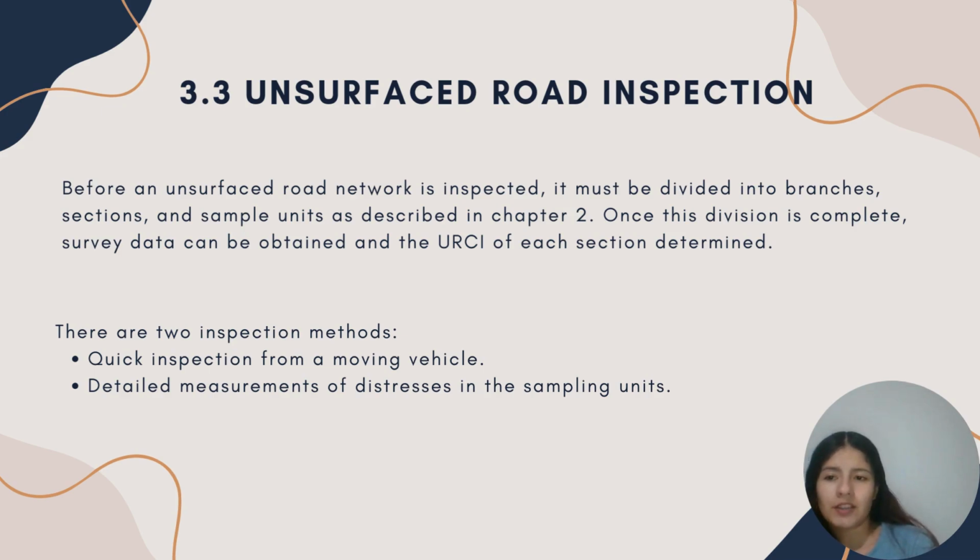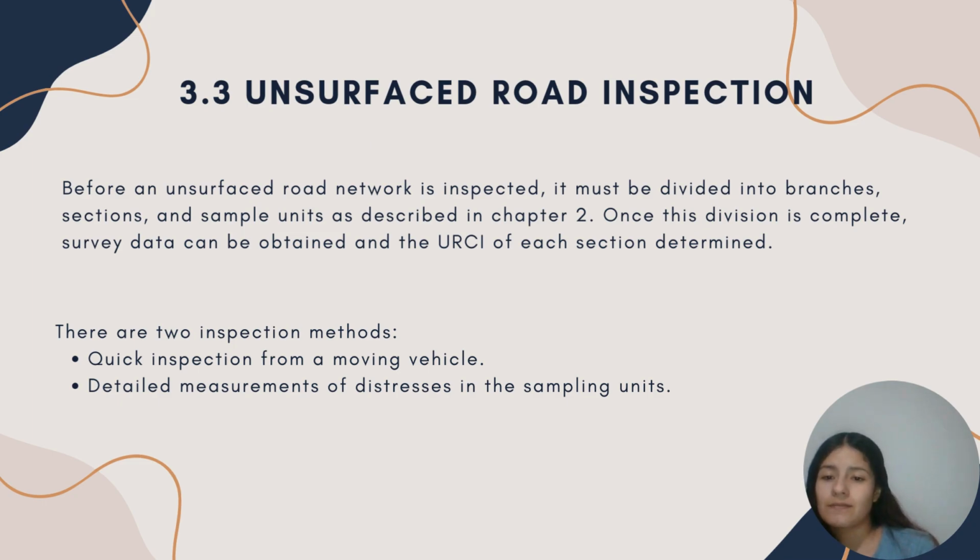Unsurfaced road inspection. Before an unsurfaced road network is inspected, it must be divided into branches, sections, and sample units as described in chapter 2. Once these divisions are complete, survey data can be obtained and the URCI of each section determined. There are two inspection methods: a quick inspection from a moving vehicle and detailed measurements of the sample units.